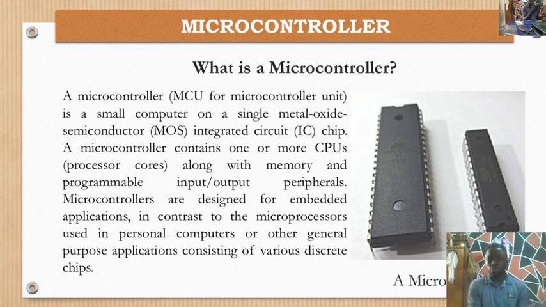Please don't misunderstand. Are you getting me? Microcontroller and microprocessor, they are different. A microcontroller is a complete computer on a single silicon chip. It has memory units, input output units, and it has a processor in it. But a microprocessor is the brain of the computer. It is the central processing unit of the computer.